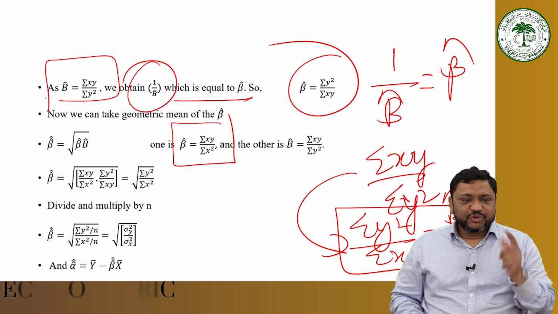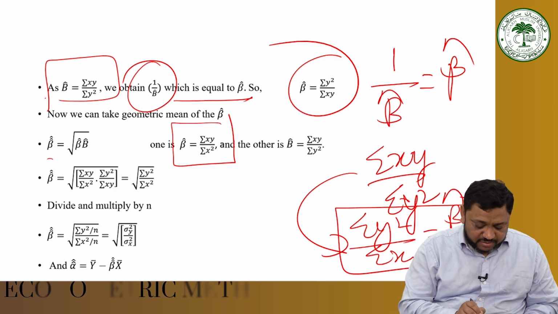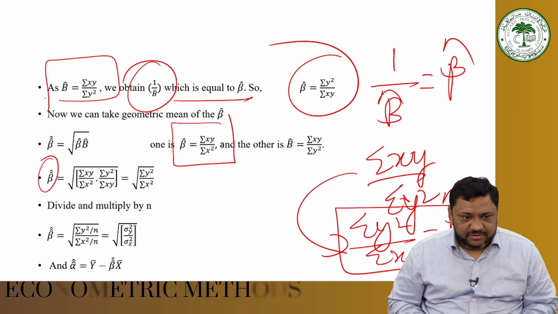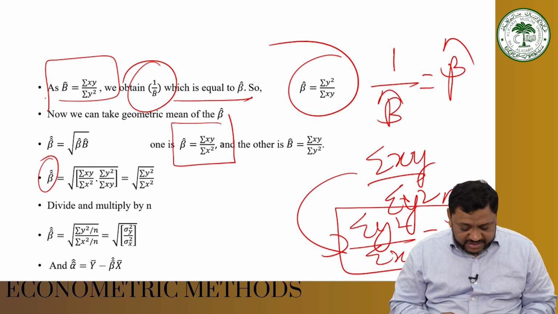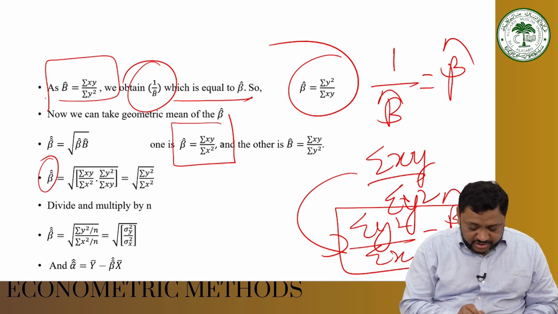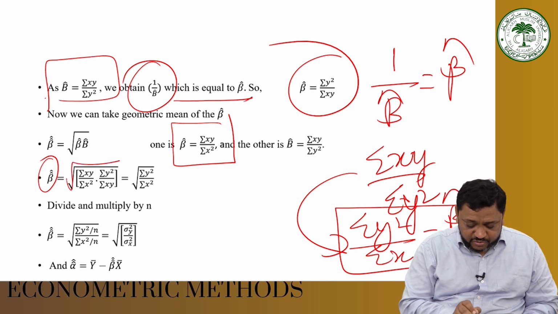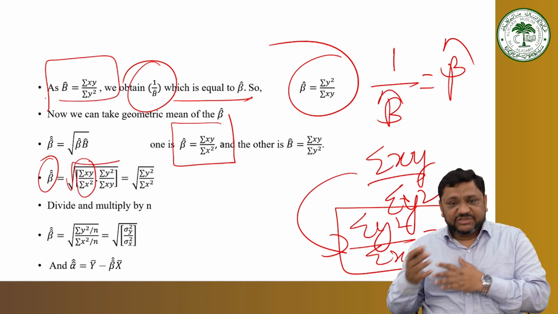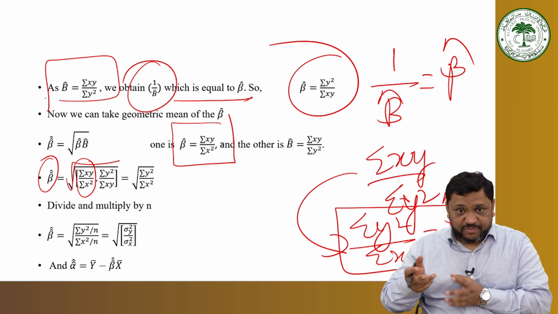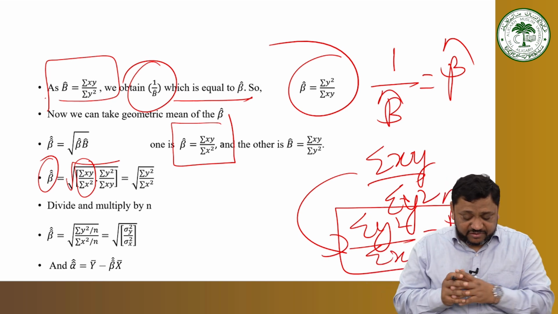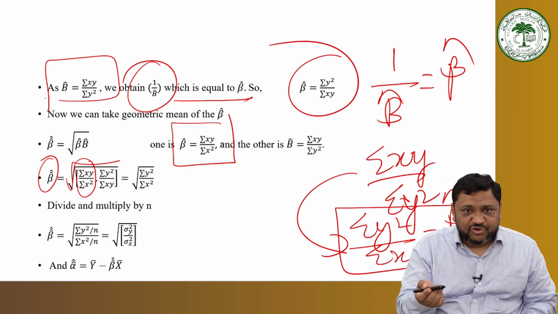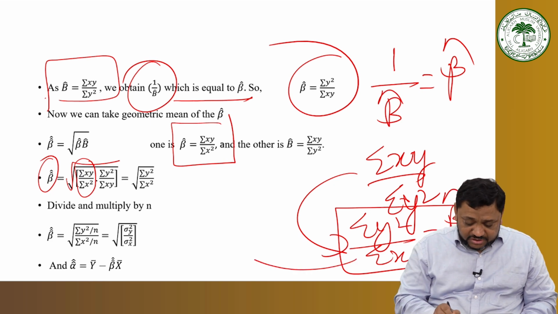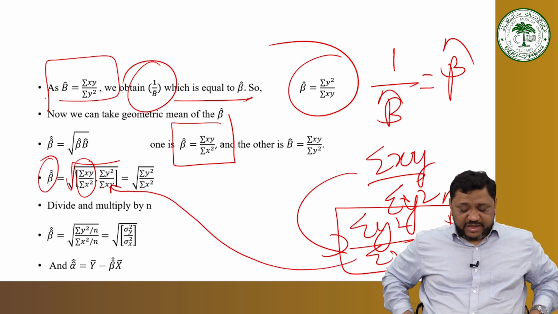Now we take the geometric mean. This we are denoting by beta double hat. So when we take the geometric mean, we take the square root. We first write the formula for beta hat, summation xy divided by summation x square, and the next formula for beta hat, which we got by inverting and then again taking the inverse. So this is summation y square divided by summation xy.